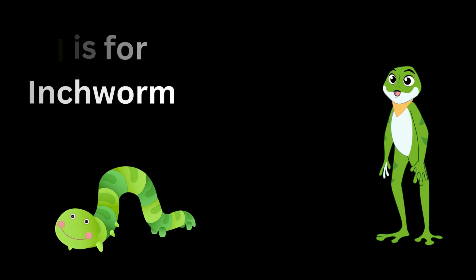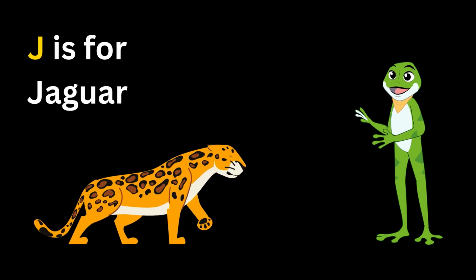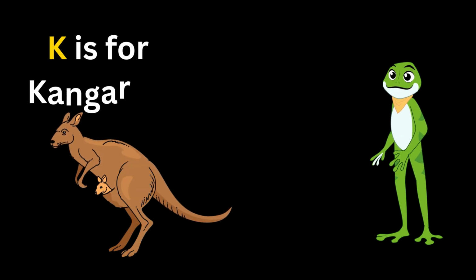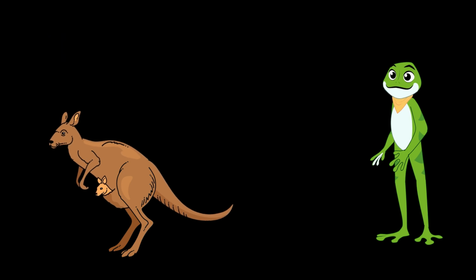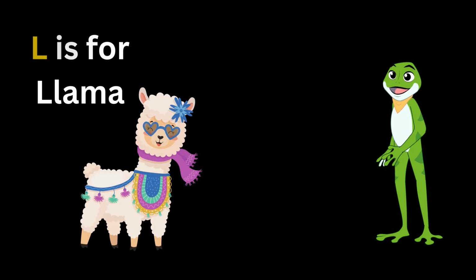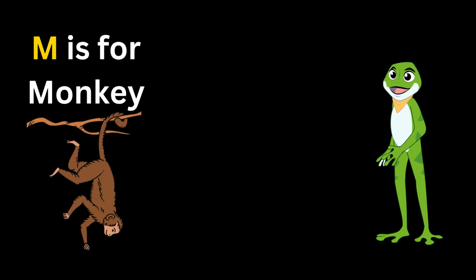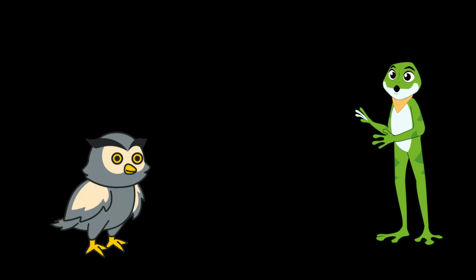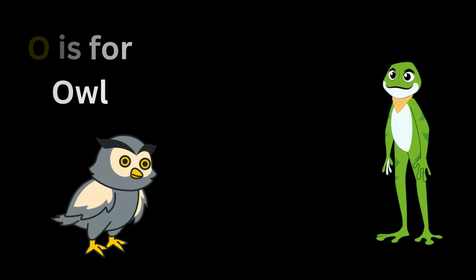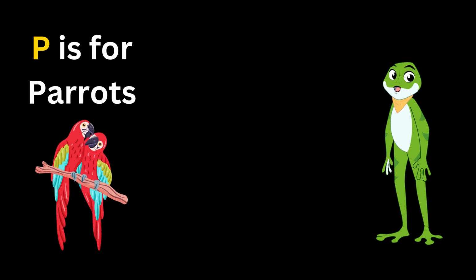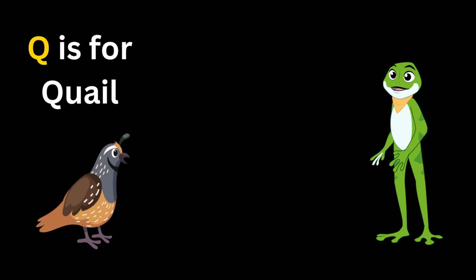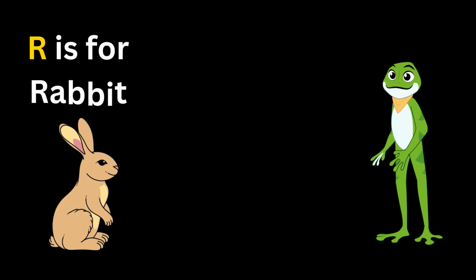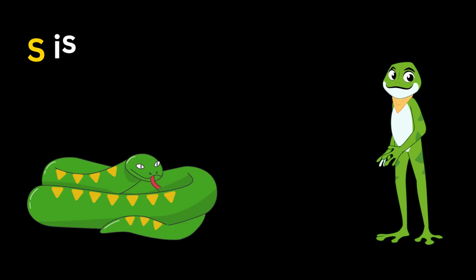G is for giraffe. H is for horses. I is for inchworm. J is for jaguar. K is for kangaroo. L is for llama. M is for monkey. N is for numbat. O is for owl. P is for parrots. Q is for quail. R is for rabbit.